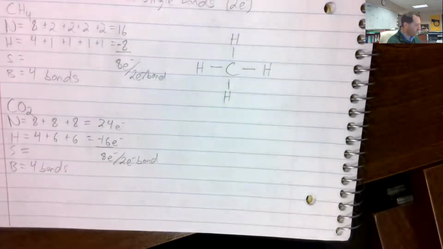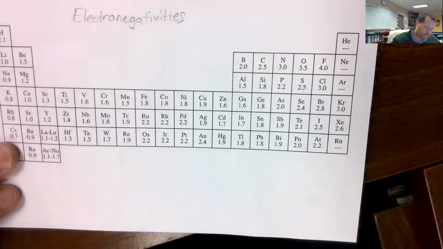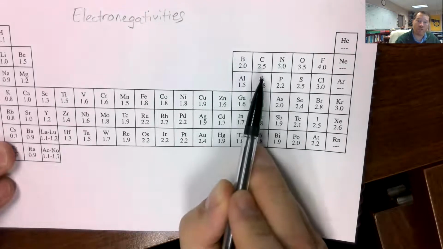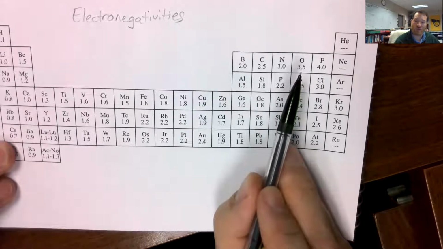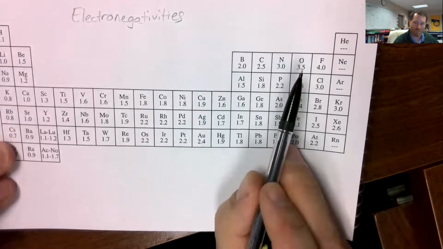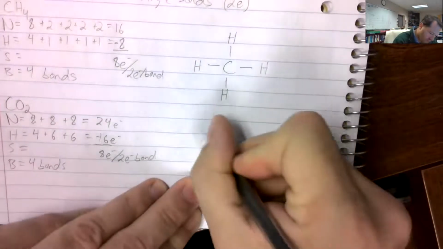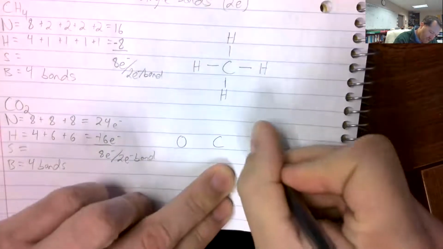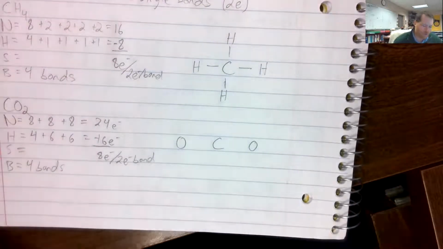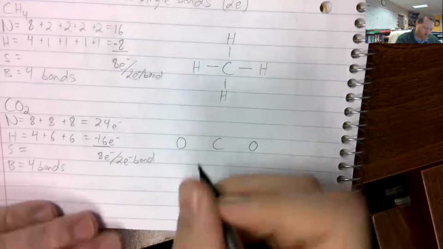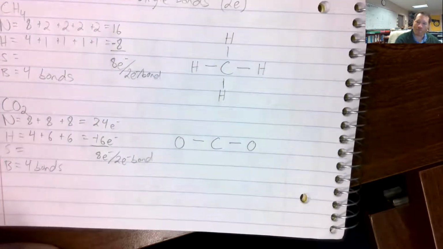All right, so no more hydrogen, which means we need to figure out a central atom. The electronegativity of carbon is 2.5. The electronegativity of oxygen is 3.5. Carbon is lower, so he's going to be our central atom. And again, I'll place my oxygens around the outside like that. And now here's kind of the tricky part. We've got 4 bonds. There's 2 of them. What do I do with the other 2?